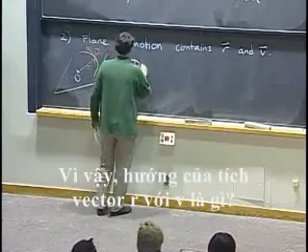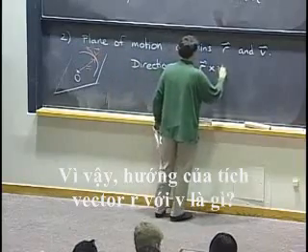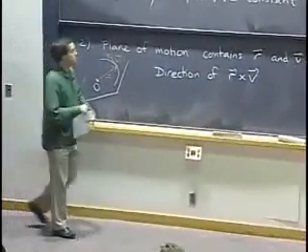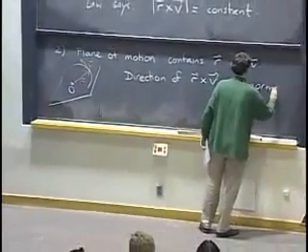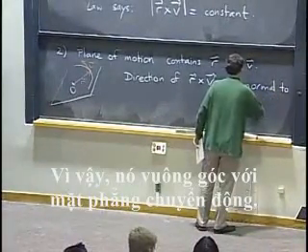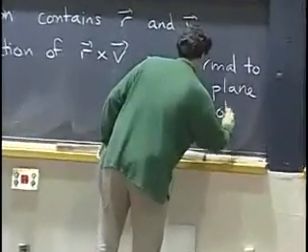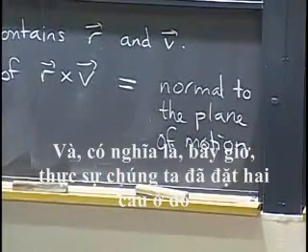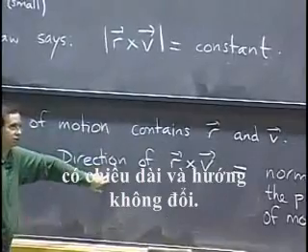So what's the direction of the cross product r cross v? Well, it's the direction that's perpendicular to this plane. So it's normal to the plane of motion. And that means now that actually we've put the two statements into a single form, because we are saying r cross v has constant length and constant direction.